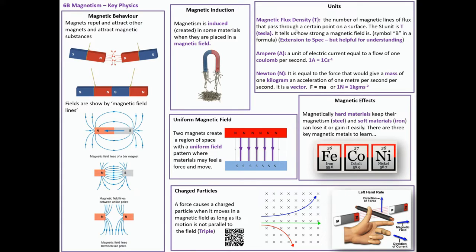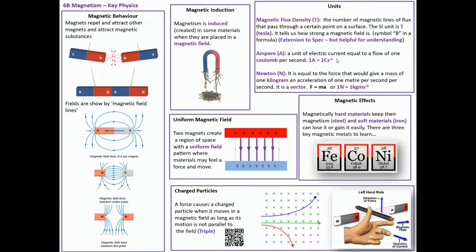Units-wise, I like to talk about the magnetic flux density, measured in Tesla. iGCSE tend to shy away from talking about it in that term. They talk about magnetic fields, but actually the flux is good because it's a symbol B measured in Tesla, and it's defined as the number of flux lines that pass through a certain point on a surface. That tells you how strong it is. More lines, stronger. Like we said on this diagram, if there were more lines, it would be a stronger field because there's more lines of flux.